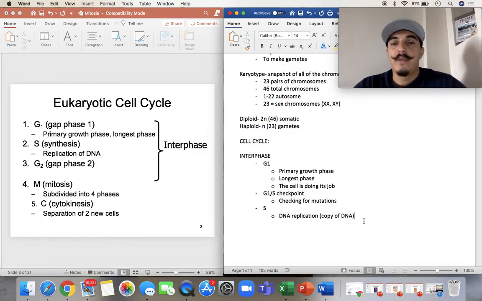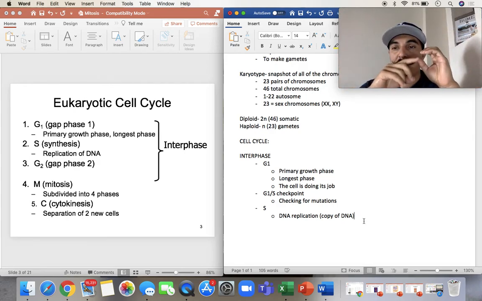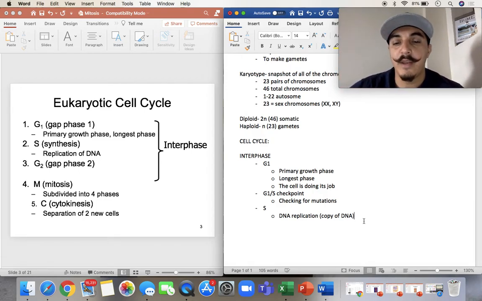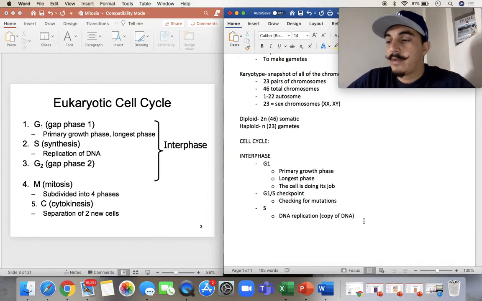Why? Think about this. We're going to have one cell, and all of a sudden we're going to make two. It's going to split in two. If you have one DNA and you split it in two, you have half and half. You don't want half and half. You want one cell with one DNA, make copies, so you have two DNAs, and when they split in two, they each have their own copy of DNA. So that's during replication.